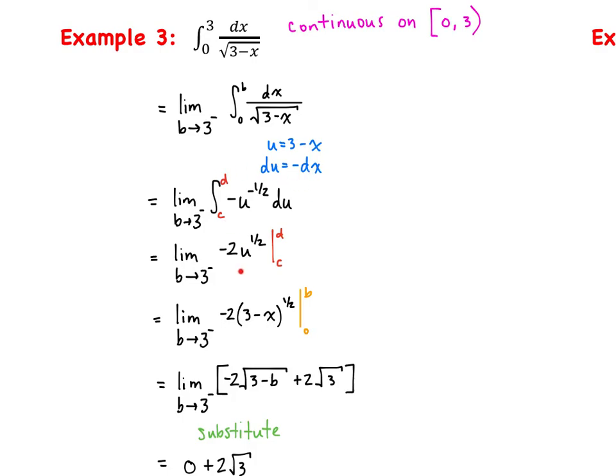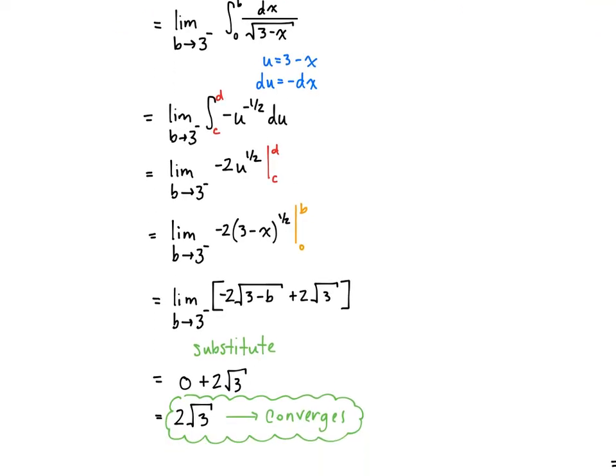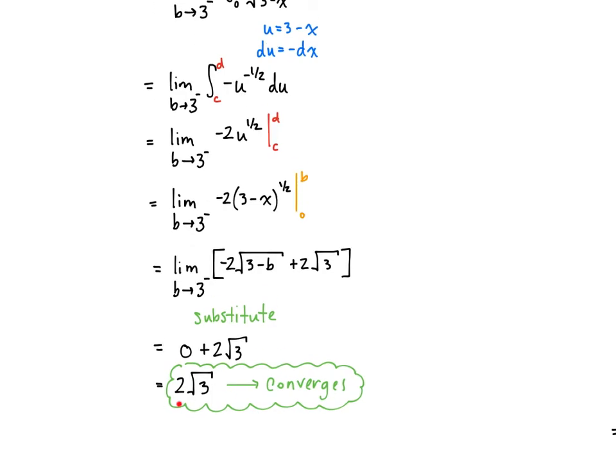Then we're integrating, and we get negative 2u to the 1/2. Don't forget to bring the limit on down, and now we can evaluate from 0 to b. When we do, we're going to get the limit as b goes to 3 from the left of negative 2 root 3 minus b plus 2 root 3. Now we can substitute 3 for b, and when we do, this portion goes to 0, and we're just left with 2 root 3. So this integral actually converges to 2 root 3.